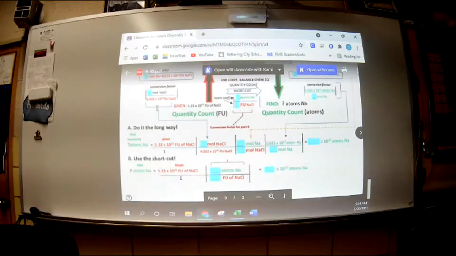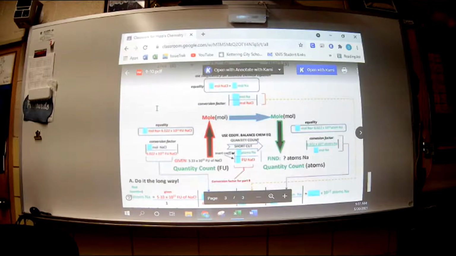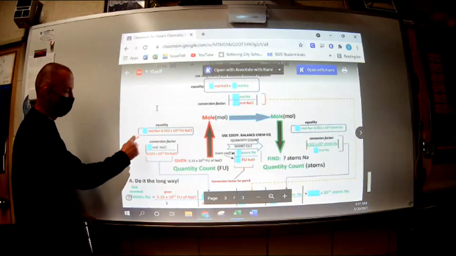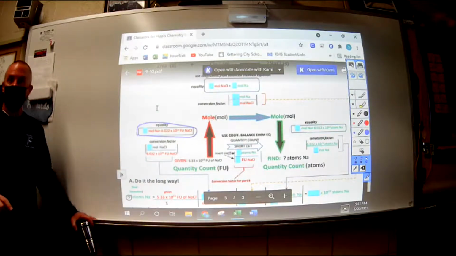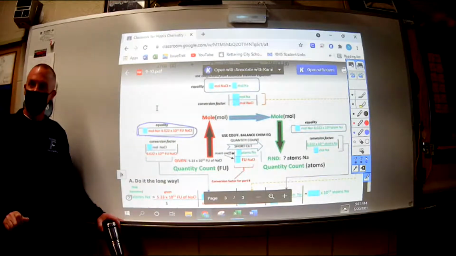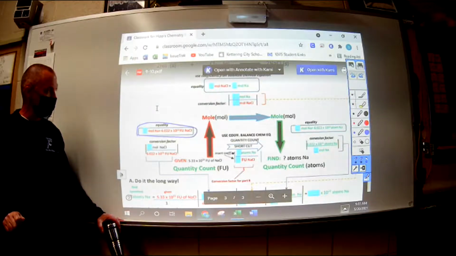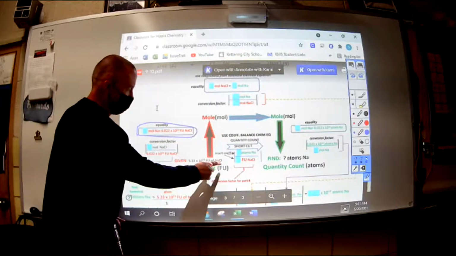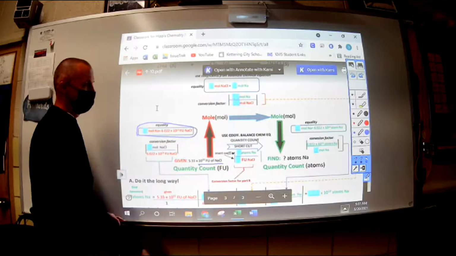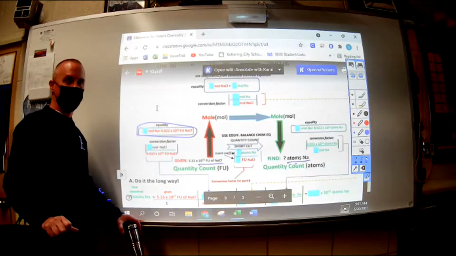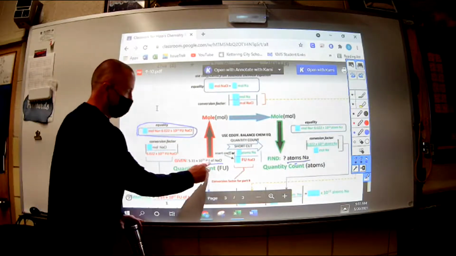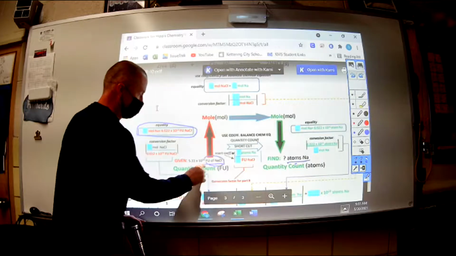This is a limiting reactant problem. Can anybody see the typo right here? Look at this equality. You probably want this open because you would be nauseated, sickened by this assignment when you get home. We're converting formula units of sodium chloride to atoms of sodium. A quantity count to quantity count. This is supposed to be formula units of sodium chloride.